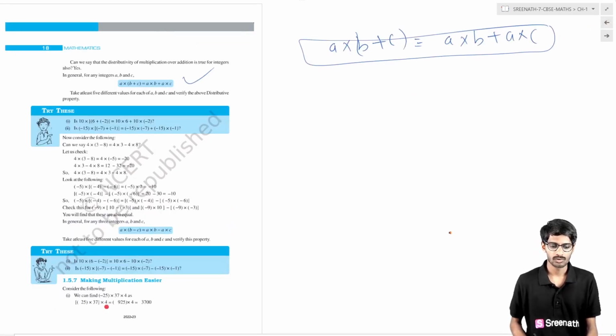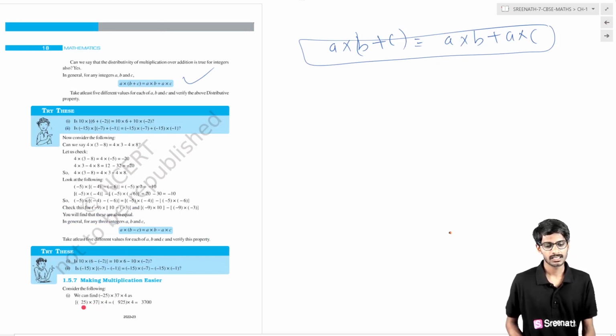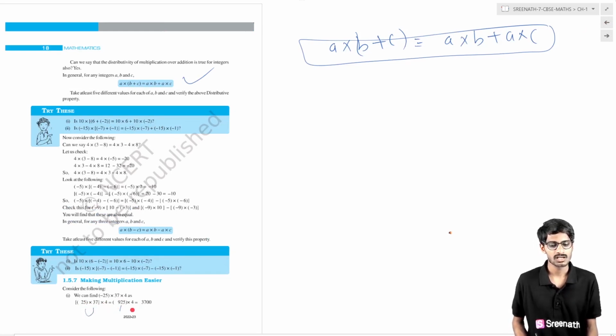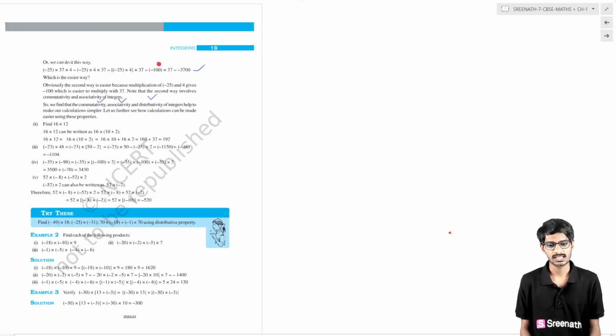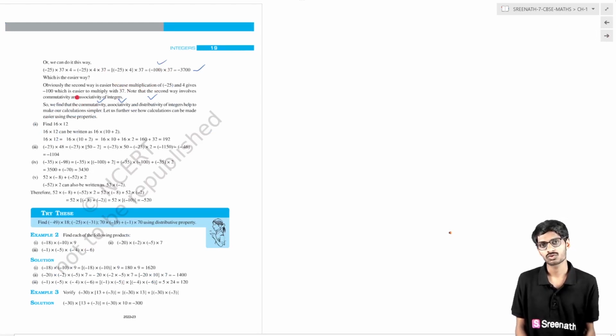But we can multiply this in a different way. Here minus 25 into 37 into 4. We multiplied 25 and 37 first, and we get 925, and we multiply this with 4. We get minus 3700. But which one is easier? Basically the first one is easier because multiplication with 100 is very easy, you know. So we have to make multiplications easy. We can use the commutative, associative and distributive properties while multiplying.